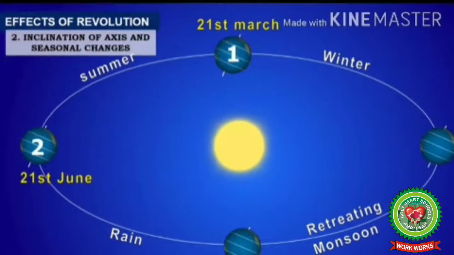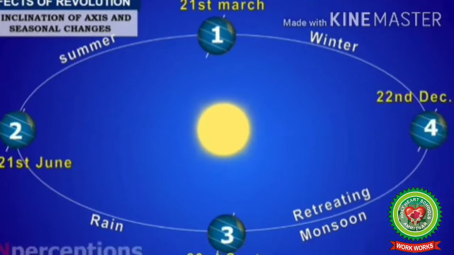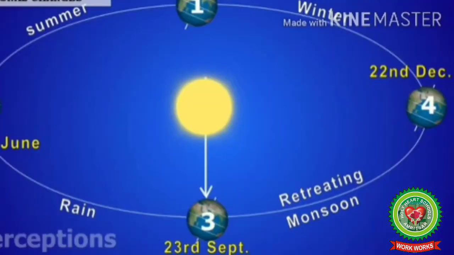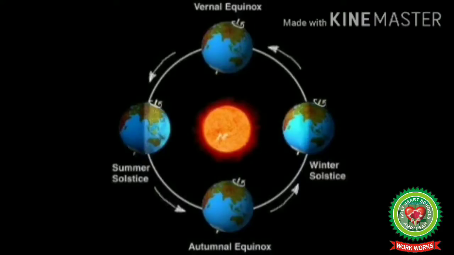In first position, the date is 21st of March. In the second position, the date is 21st of June. In the third position, the date is 23rd of September. And in the fourth position, the date is 22nd of December. When the earth is in second position, if we look carefully, the northern hemisphere is facing the sun. And when it is in the fourth position, the southern hemisphere is facing the sun. But when the earth is in first or third position, none of the poles are facing the sun.